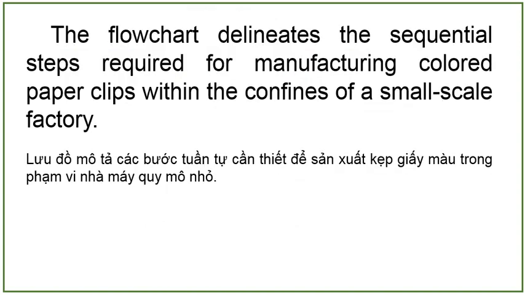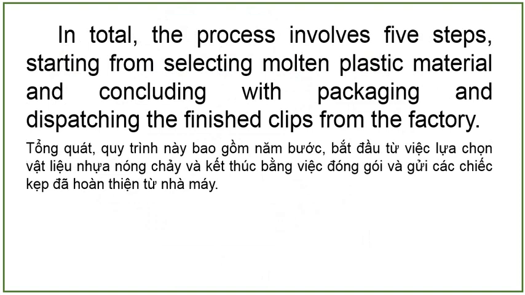The flowchart delineates the sequential steps required for manufacturing colored paper clips within the confines of a small-scale factory. In total, the process involves 5 steps, starting from selecting molten plastic material and concluding with packaging and dispatching the finished clips from the factory.